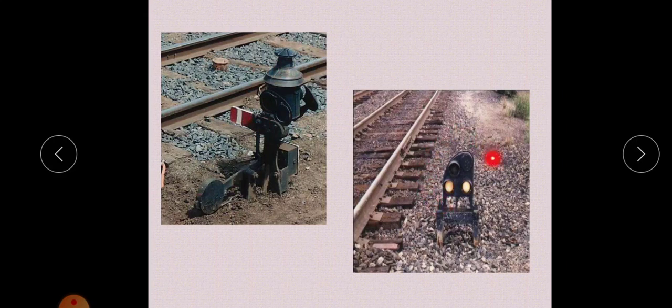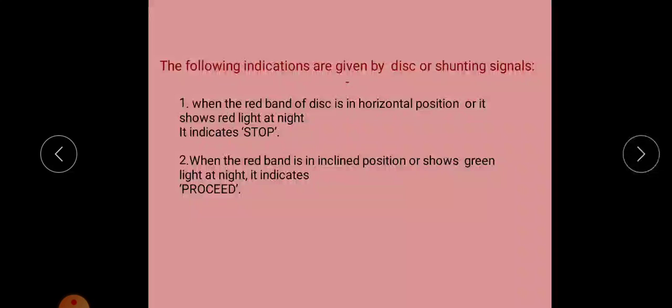This is also another type of shunting signal. The following indications are given by the disc or shunting signal: when the red band of the disc is in horizontal position or it shows red light, it indicates stop. That is, in horizontal or in red, it means stop. And when the red band is inclined, it indicates proceed, that is, or green light. So that is the same as our semaphore signal.